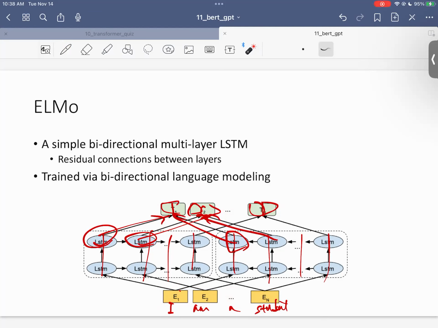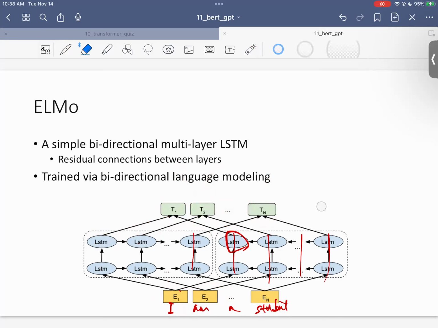So that's how you would obtain a contextualized word embedding. This would be I's contextualized embedding. This would be M's contextualized embedding, and this would be student's contextualized embedding, and that's it. And how you train this model is simply using language modeling. So let's erase all this.